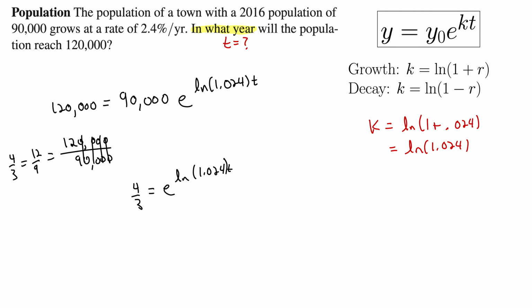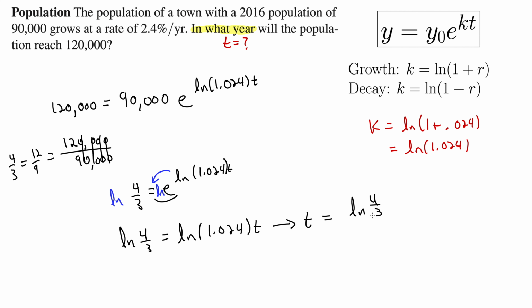And then anytime we have a variable trapped up in the exponent, we can take the natural log of both sides, or really any log. Natural log is certainly the best in this case, to get it down. So that brings the entire exponent down. So we have natural log 4/3 equals natural log 1.024 times t. And then natural log of e is just 1. So that cancels out. Finally, we solve for t. T then is natural log 4/3 over natural log 1.024. Run that through a calculator and we get about, let's round it to one decimal place, 12.1 years.